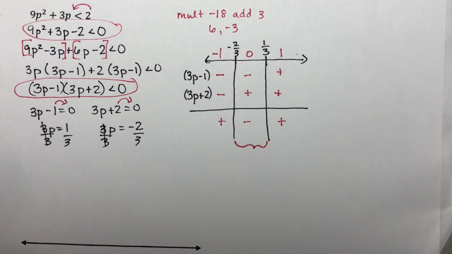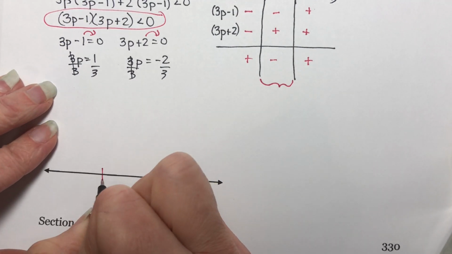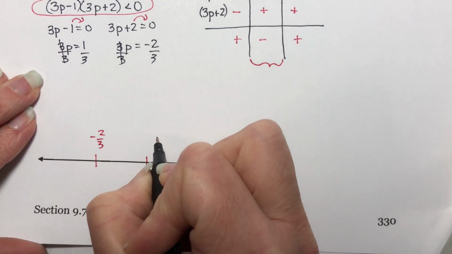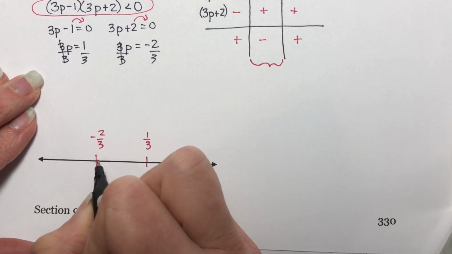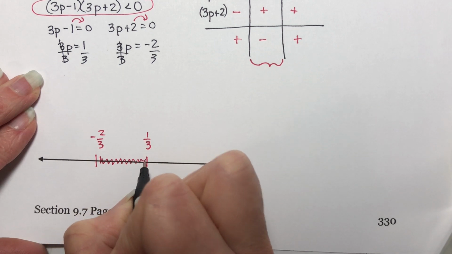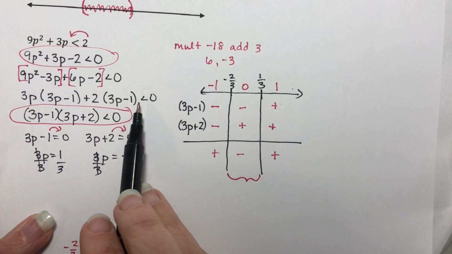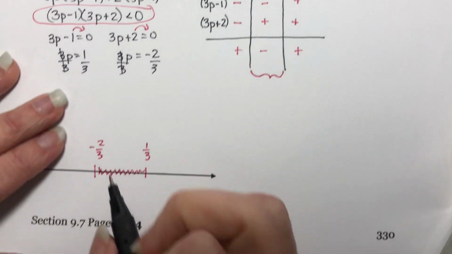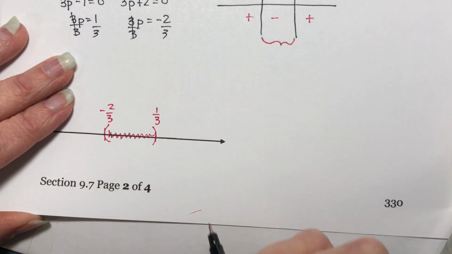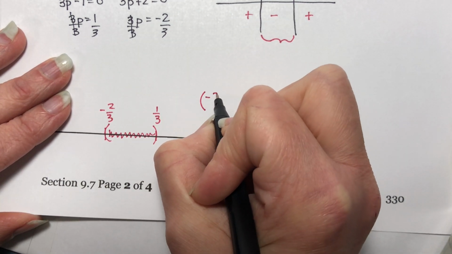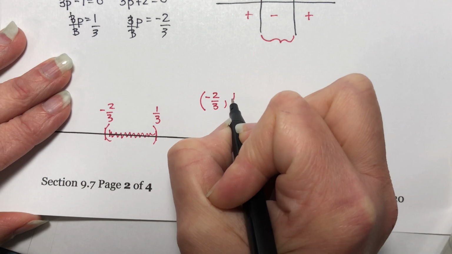Okay? So I know on my number line, I'm going to have negative 2/3. And I'm going to have positive 1/3. And my answer is between them. I need to decide what goes here and here. This is a simple less than with no equal to on it. So these are parentheses. And then your answer in interval notation will be negative 2/3 and 1/3.